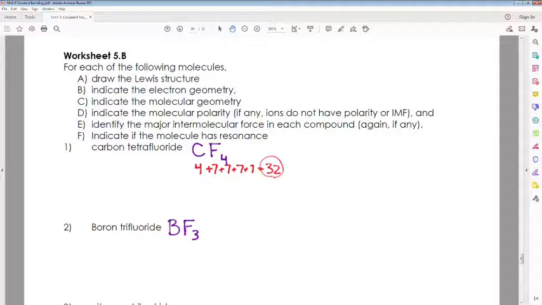Now, these are going to be in our bonds, the lines that we draw, and in our lone pairs. All of those are going to count as electrons when we are drawing this out. So that's the maximum that we have. Once we hit 32, we've got to stop.